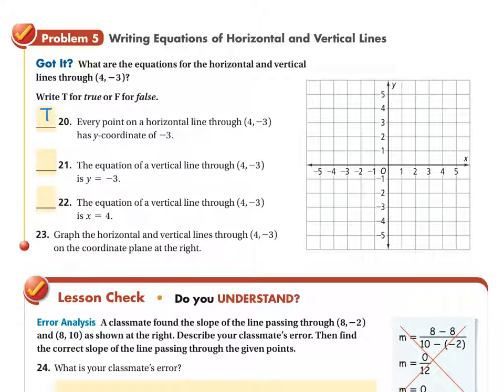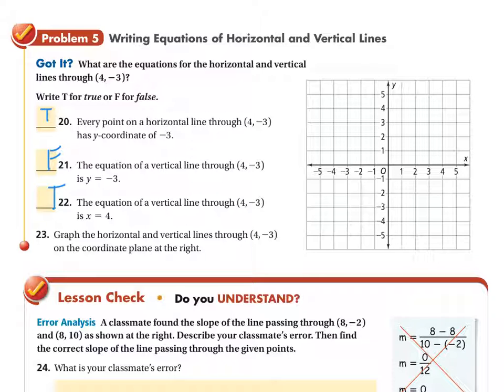Number 21, the equation of a vertical line through 4, -3 is y equals -3. No, that's not, because a y equals line is horizontal. And 22, the equation of a vertical line through 4, -3 is x equals 4. And yes, that's true. So let's go ahead and graph these lines.